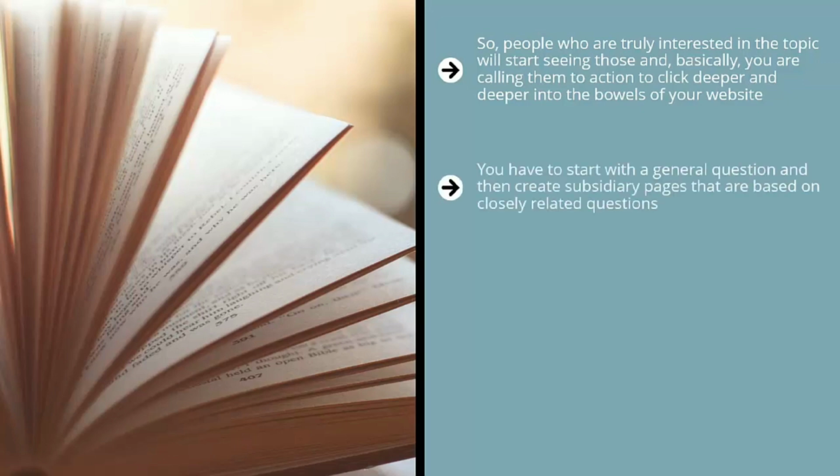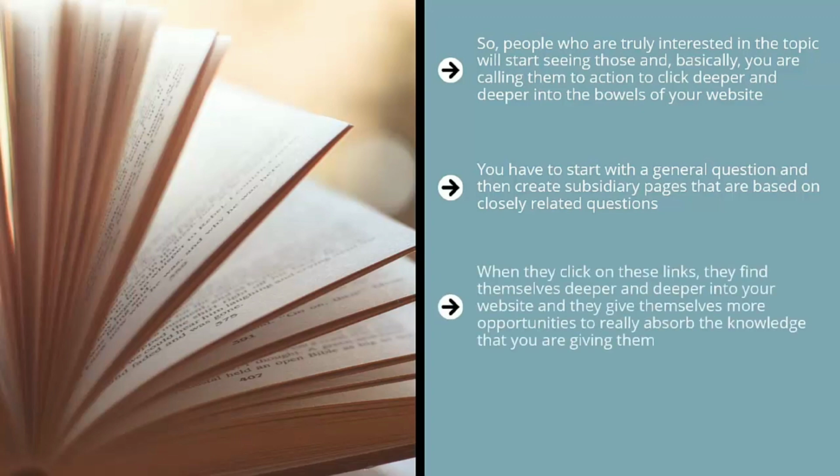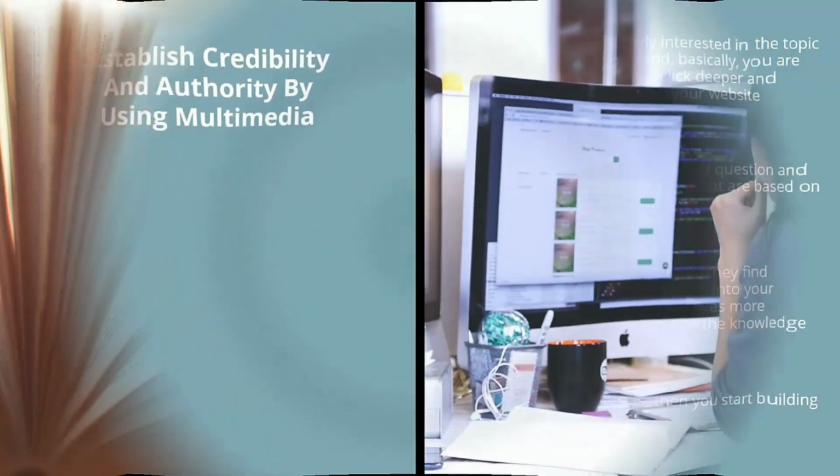You have to start with a general question and then create subsidiary pages that are based on closely related questions, and this maintains the interest of the person and then actually amplifies their desire for a specific product or solution later on. That's how you build trust and credibility at the same time. When they click on these links, they find themselves deeper and deeper into your website, and they give themselves more opportunities to really absorb the knowledge that you are giving them. The whole point here is to demonstrate to them that you are sufficiently knowledgeable about your niche. If you're able to do this, then you start building trust. They then are more likely to like your take on their problem.